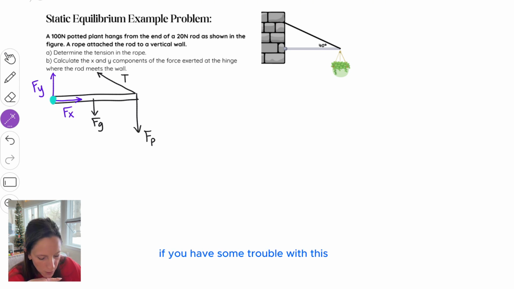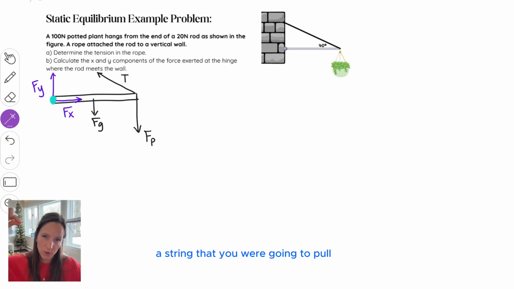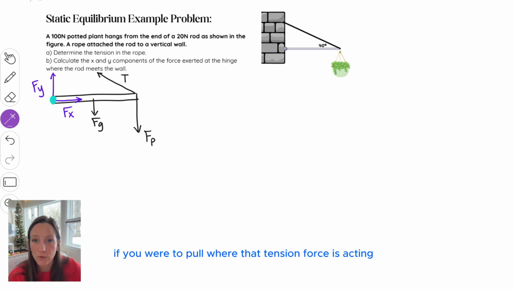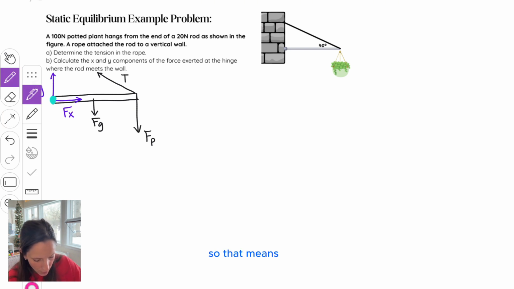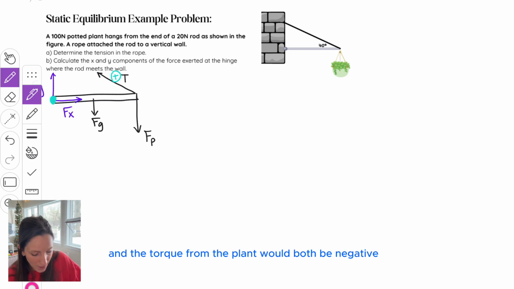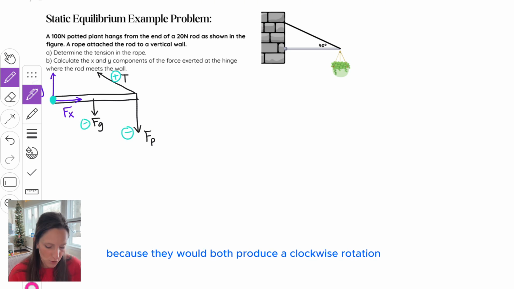So our tension force, and the way that I like to think about this, if you have some trouble with this, is if you had this object fixed at the end, and this tension force was like a string that you were going to pull, would that cause clockwise or counterclockwise rotation? If you were to pull where that tension force is acting, that would cause counterclockwise rotation. So that means our torque from the tension force is positive, but the torque from the gravitational force and the torque from the plant would both be negative because they would both produce a clockwise rotation.